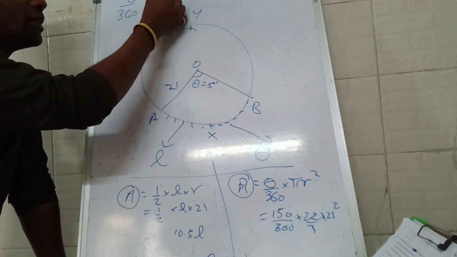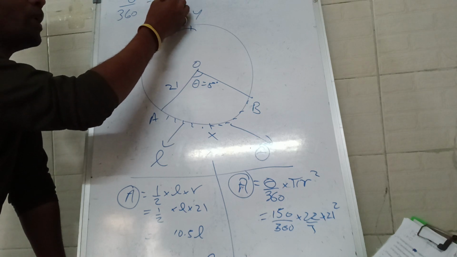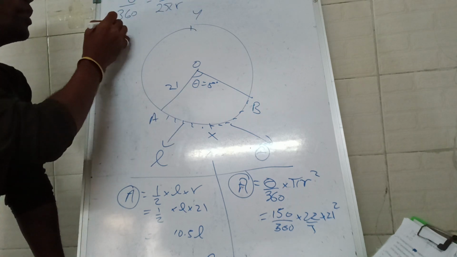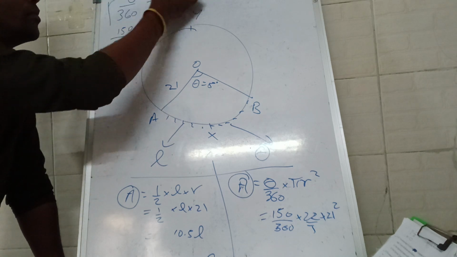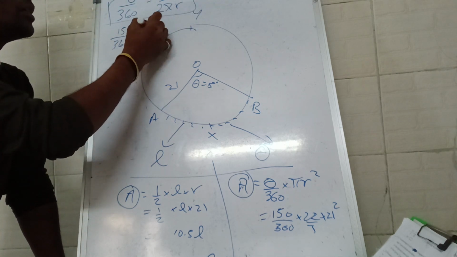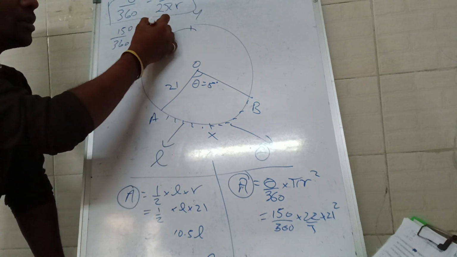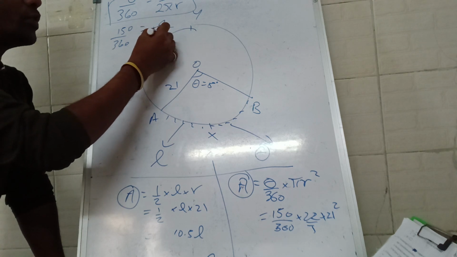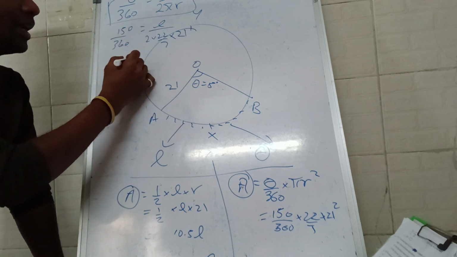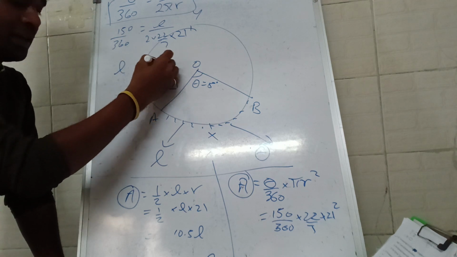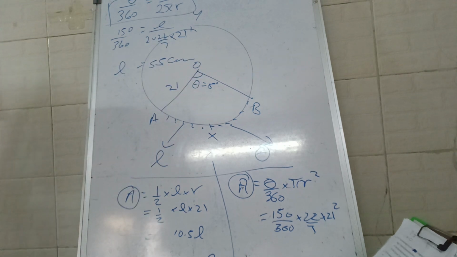length upon circumference, that is 2 pi r. Put the values over here. 150 upon 360 is equal to, length is how much? Unknown. 2 into 22 upon 7, radius is 21. Cross multiply and you'll get length is equal to 55 centimeters.